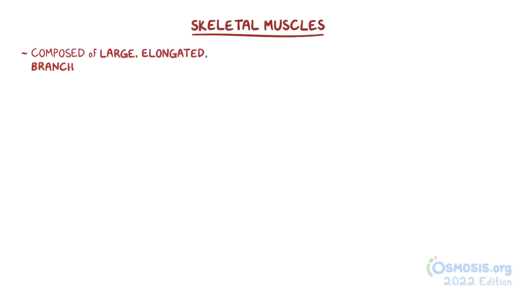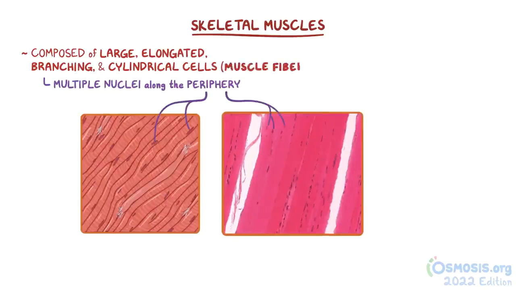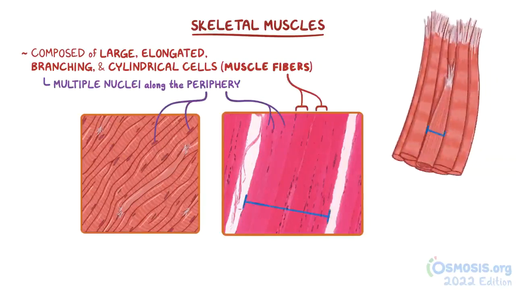Let's focus on skeletal muscles, which are composed of large, elongated, branching, and cylindrical cells with multiple nuclei that are located along the periphery. These cells are often also called muscle fibers. In this longitudinal section of skeletal muscle, the muscle fibers are the narrow strands that are all arranged in the same direction. The muscle fibers are also arranged in parallel bundles called fascicles.